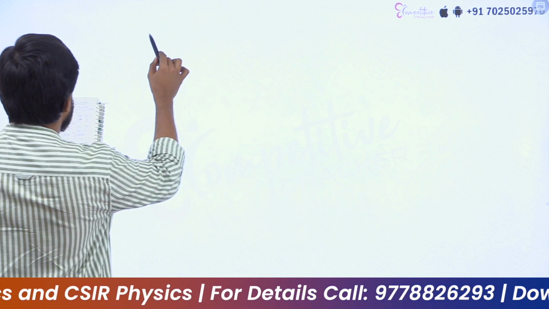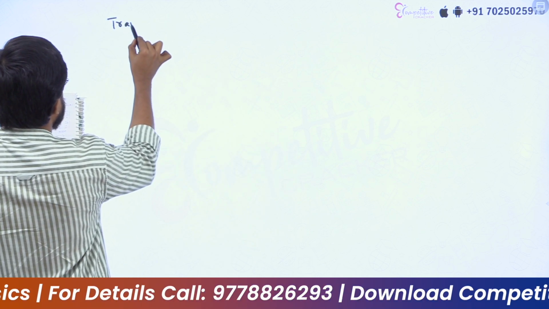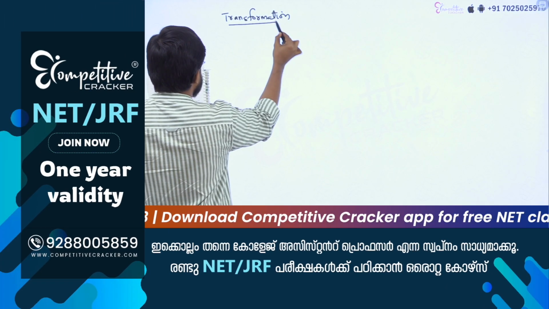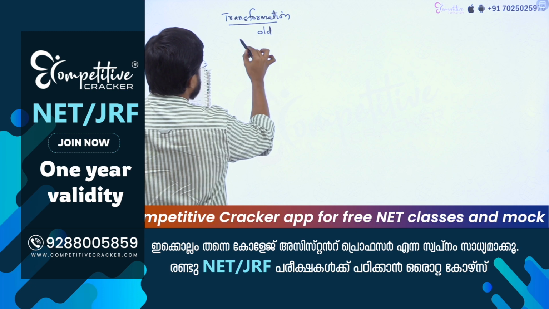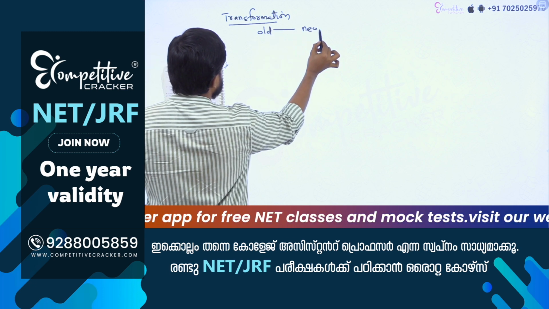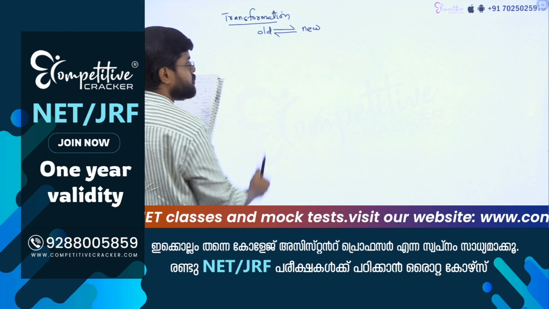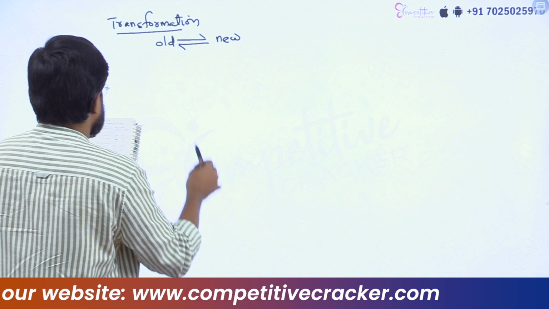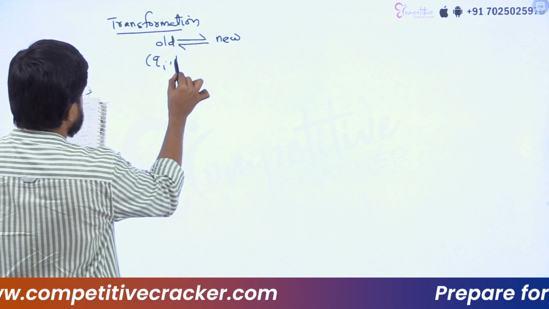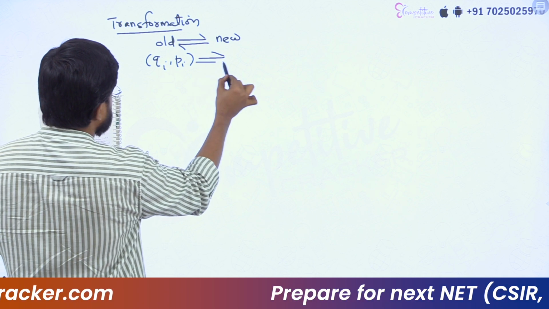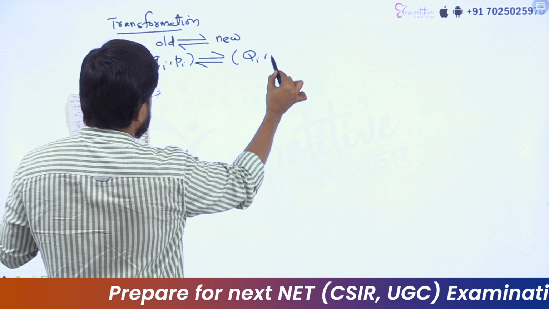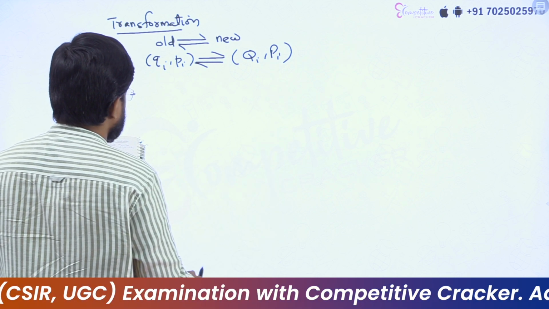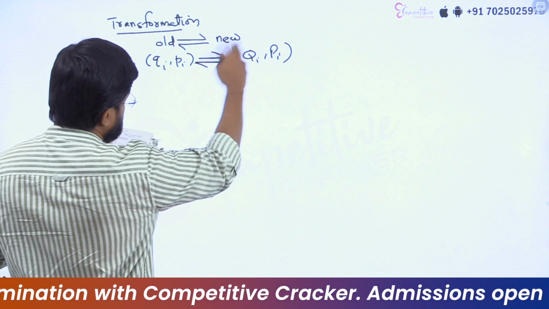If you think about the transformation, it can be from an old coordinate system to a new coordinate system, and also vice versa, from a new coordinate system back to an old coordinate system. So the old coordinate system I am defining as q i, p i, and the new coordinate system is defined as capital Q i, capital P i. So this is a transformation.